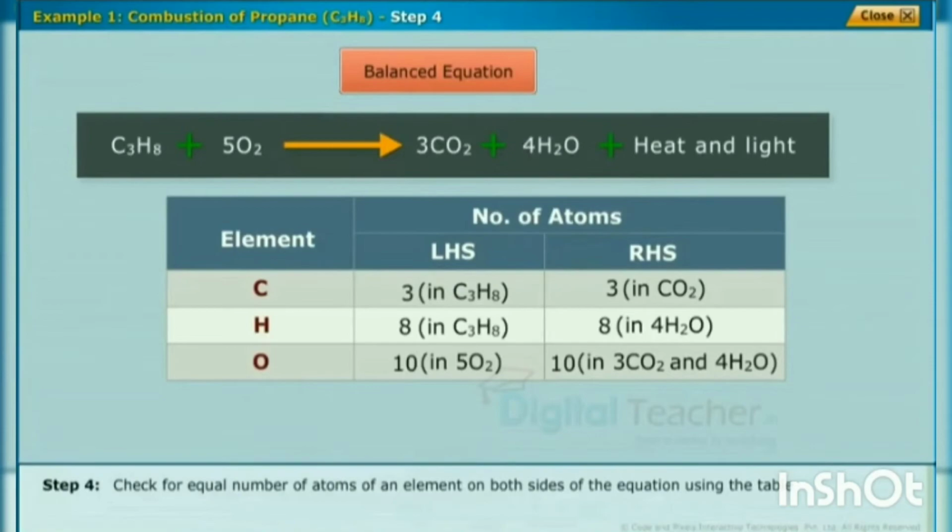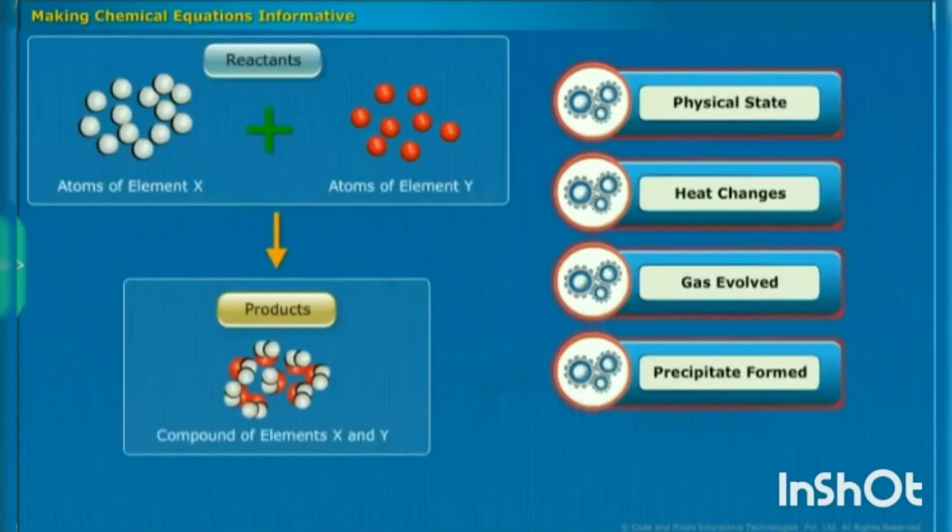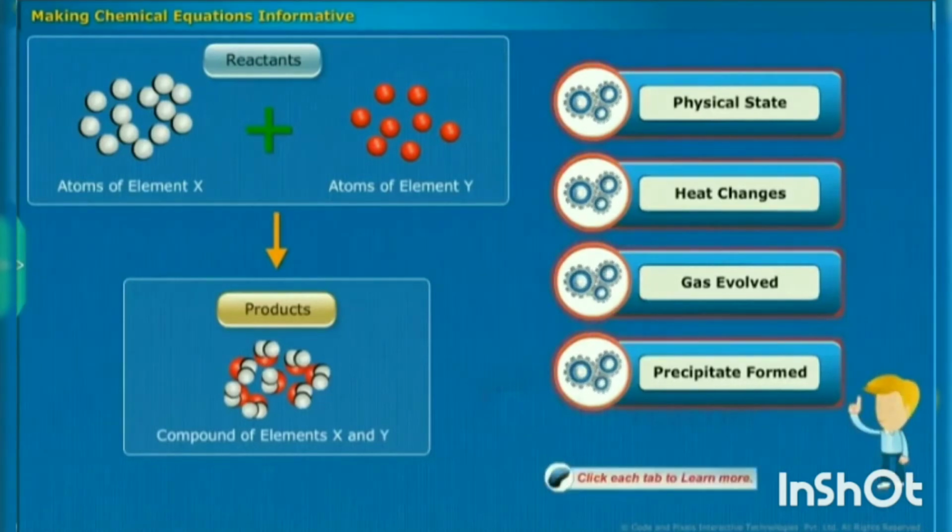A chemical equation is not only about balancing. A chemical equation can be way more informative. So let us learn how to make these chemical equations informative by adding the physical state of the elements, heat changes during the reaction, and whether an element is in the form of gas or a precipitate is formed. All this information can be obtained from the chemical equation.